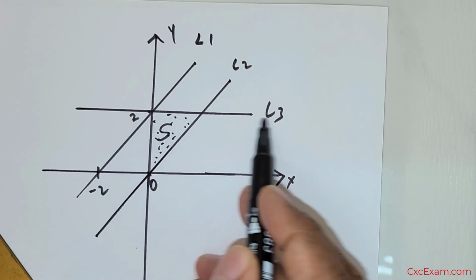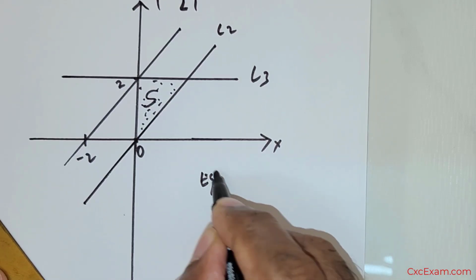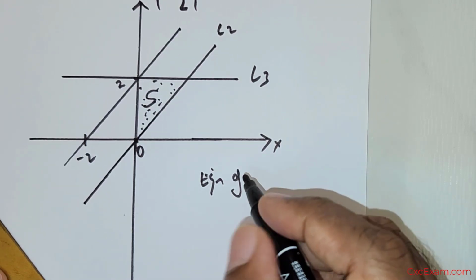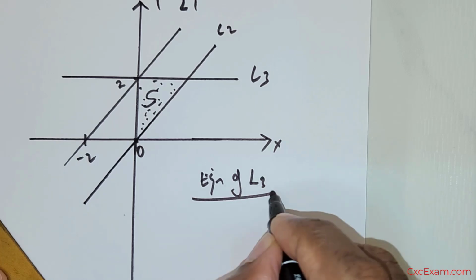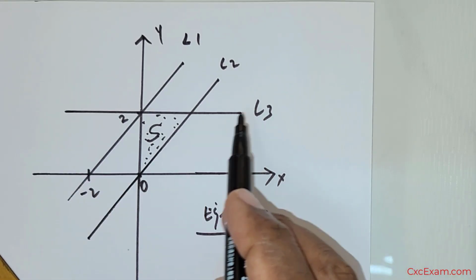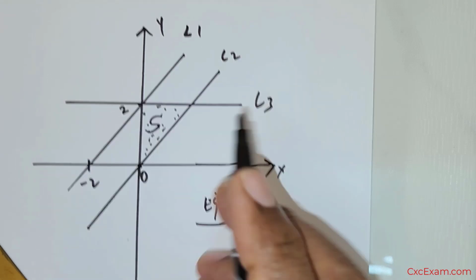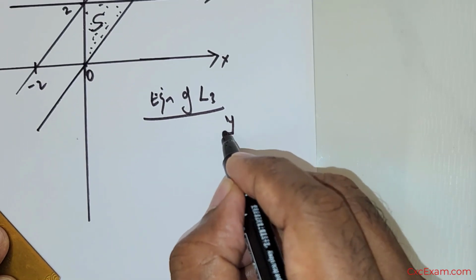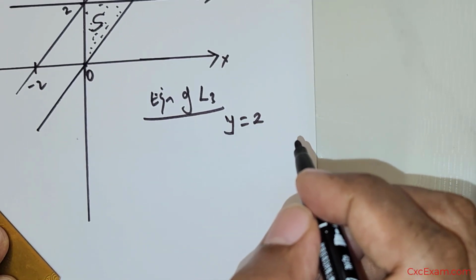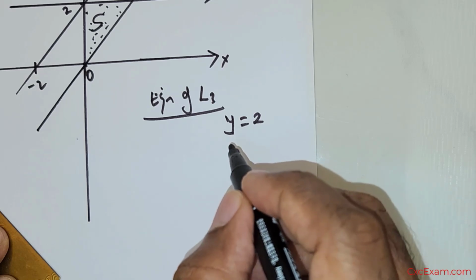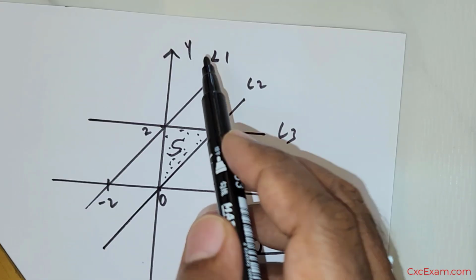Now clearly equation of L3, I can write that out directly. Equation of L3. You see this line is hitting the y-axis at 2. So y is equal to 2 will be the equation. Okay. Now equation of L1.